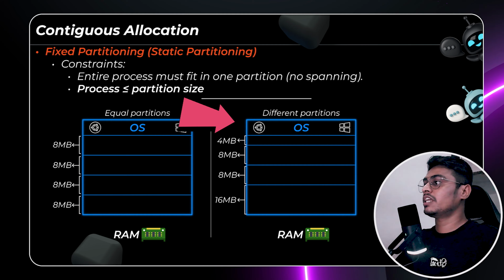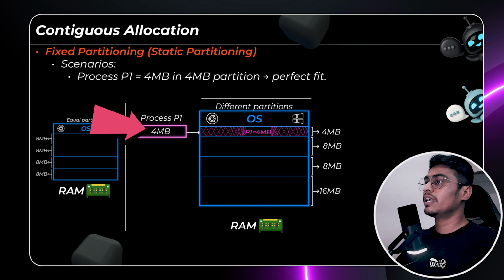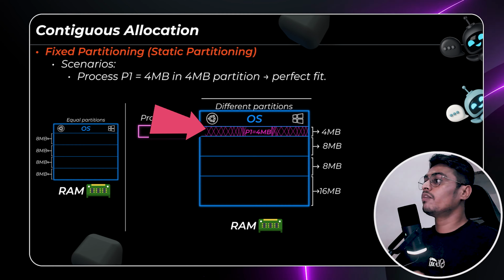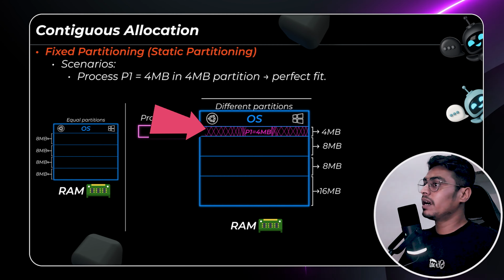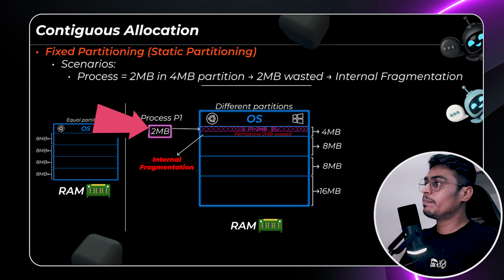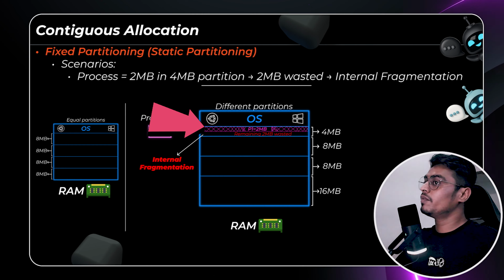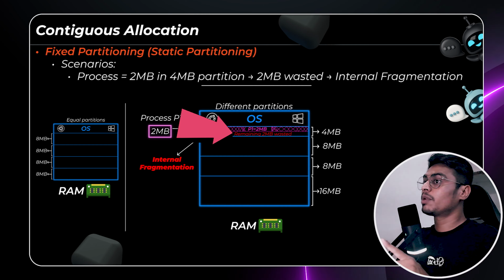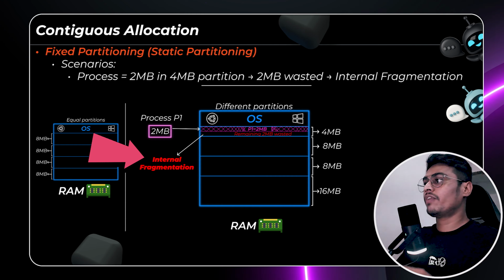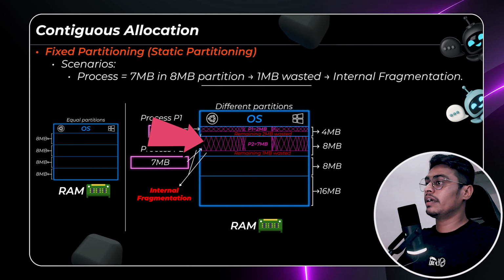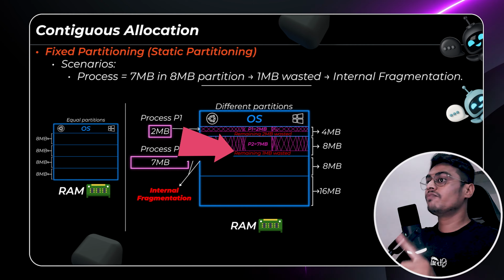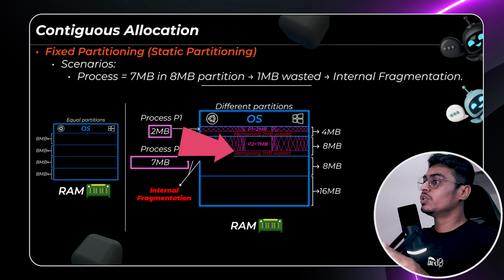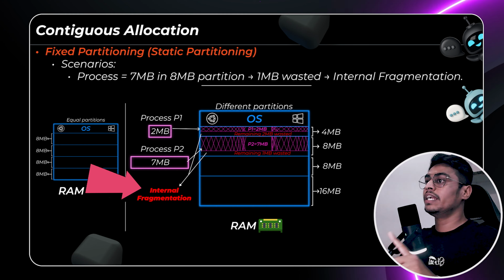Let's analyze different scenarios. When a 4 MB process P1 arrives and all partitions are empty, we place it in the first available partition. If P1 is 4 MB and the partition is 4 MB, it fits perfectly. This is the best case scenario. However, if a 2 MB process arrives in a 4 MB partition, P1 uses only 2 MB but gets the entire partition. The remaining 2 MB cannot be used by another process because the entire partition is allocated to one process. This wastage is called internal fragmentation. If a 7 MB process P2 arrives in an 8 MB partition, it occupies 7 MB, leaving 1 MB unused. Again, this 1 MB cannot be utilized, creating internal fragmentation.